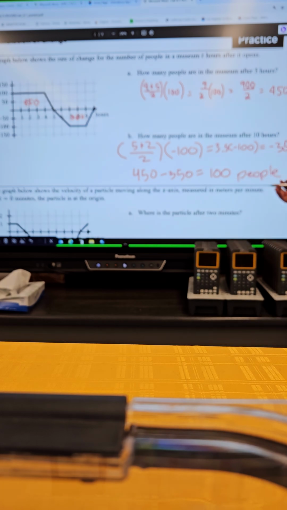Okay, any question on practice problem number 1? Okay, can I move this up now so we can do number 2? Yes.